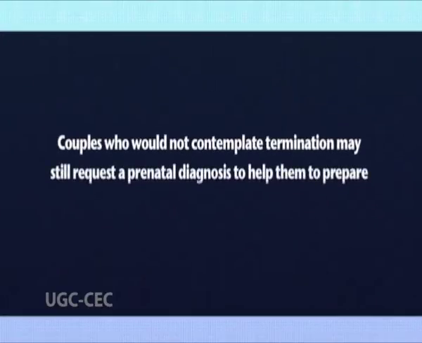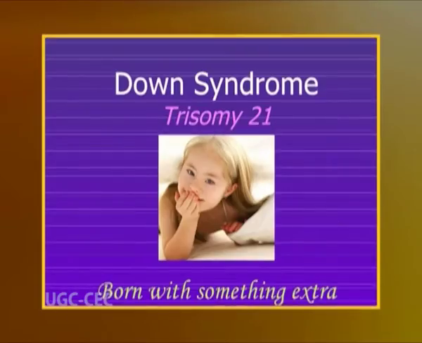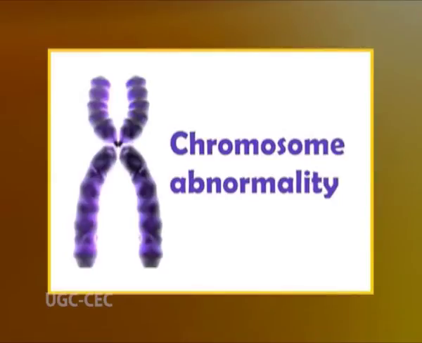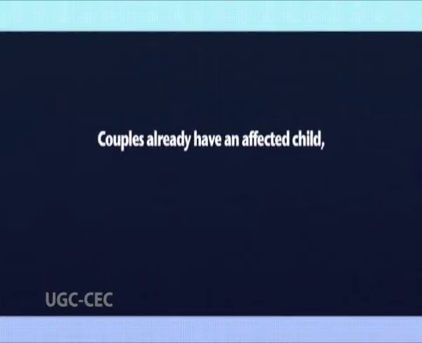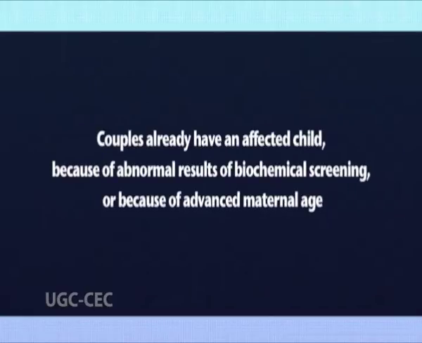Couples who would not contemplate termination may still request a prenatal diagnosis to help them to prepare for the outcome of the pregnancy, and these requests should not be dismissed. Pregnancies at risk of fetal abnormality may be identified in various ways. A pregnancy may be at increased risk of Down syndrome or other chromosomal abnormality because the couple already has an affected child, because of abnormal results of biochemical screening, or because of advanced maternal age.